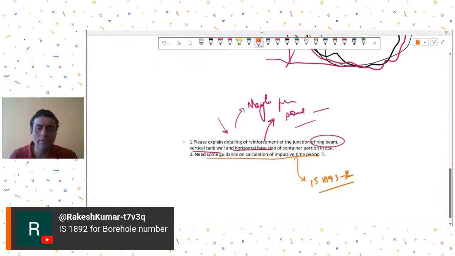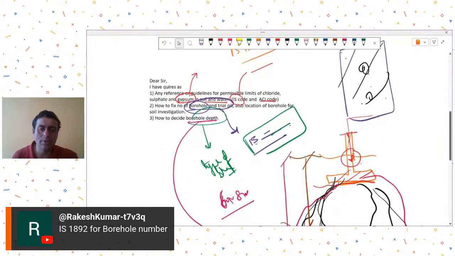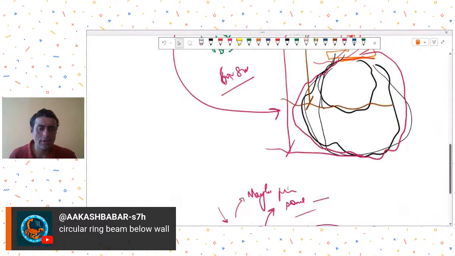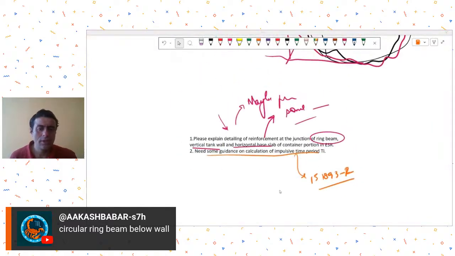Mr. Rakesh Kumar is informing us that IS 1892 is the code for number of boreholes. Thank you. So, Mr. Rajan, you may refer to this IS 1892 for borehole numbers. Then Mr. Akash is informing regarding this query: circular ring beam below wall, 8 columns connected by ring wall.